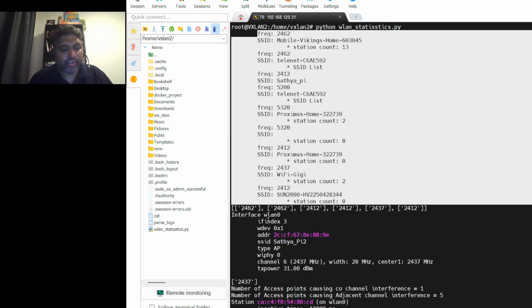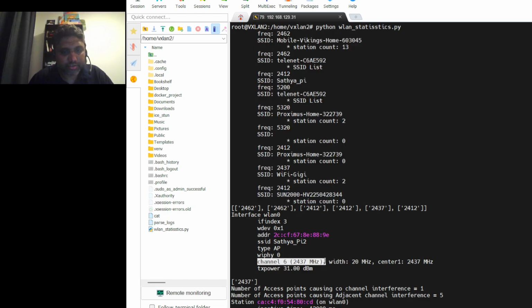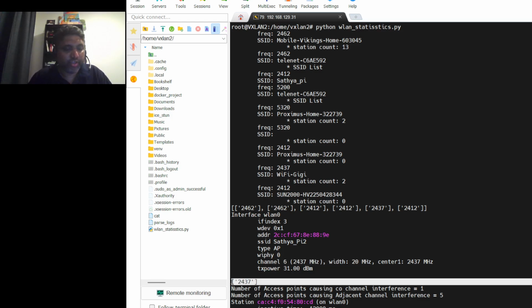Then I show the current access point details. It is operating at channel 6. The center frequency is 2437, the channel width is 20 megahertz, and the transmit power is 31 dBm. I will discuss in later classes how transmit power determines the receive signal strength at the station. Everything will be discussed. Then I am printing the channel 6 center frequency, which belongs to our access point.